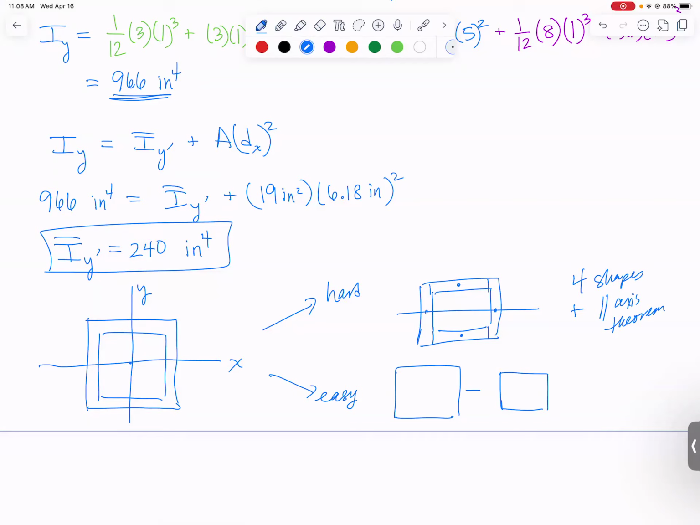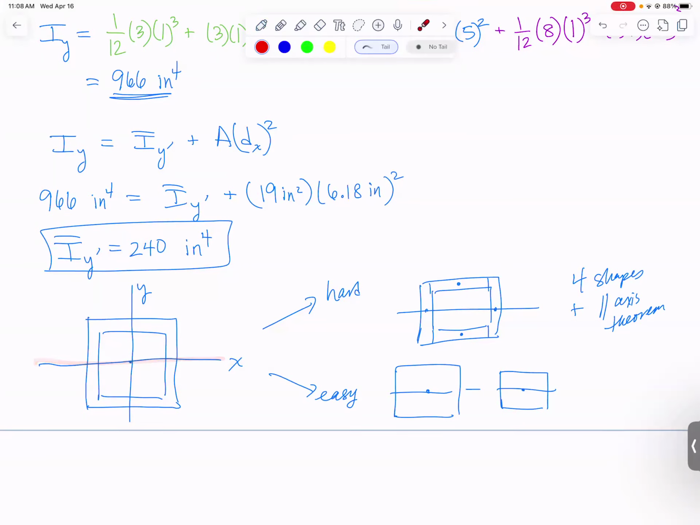It is that fast, because guess what? The centroid location of the big square and the little square matches the centroid location of the overall shape. So all you need to do is 1/12 BH cubed for that shape minus 1/12 BH cubed for that shape. In order for this to work, the shape has to be symmetric so that the centroid of the big shape and the little shape and the x-axis are all at the exact same location. If it's not symmetric at all, you have to do it the hard way and break it out into simple shapes and use parallel axis theorem.